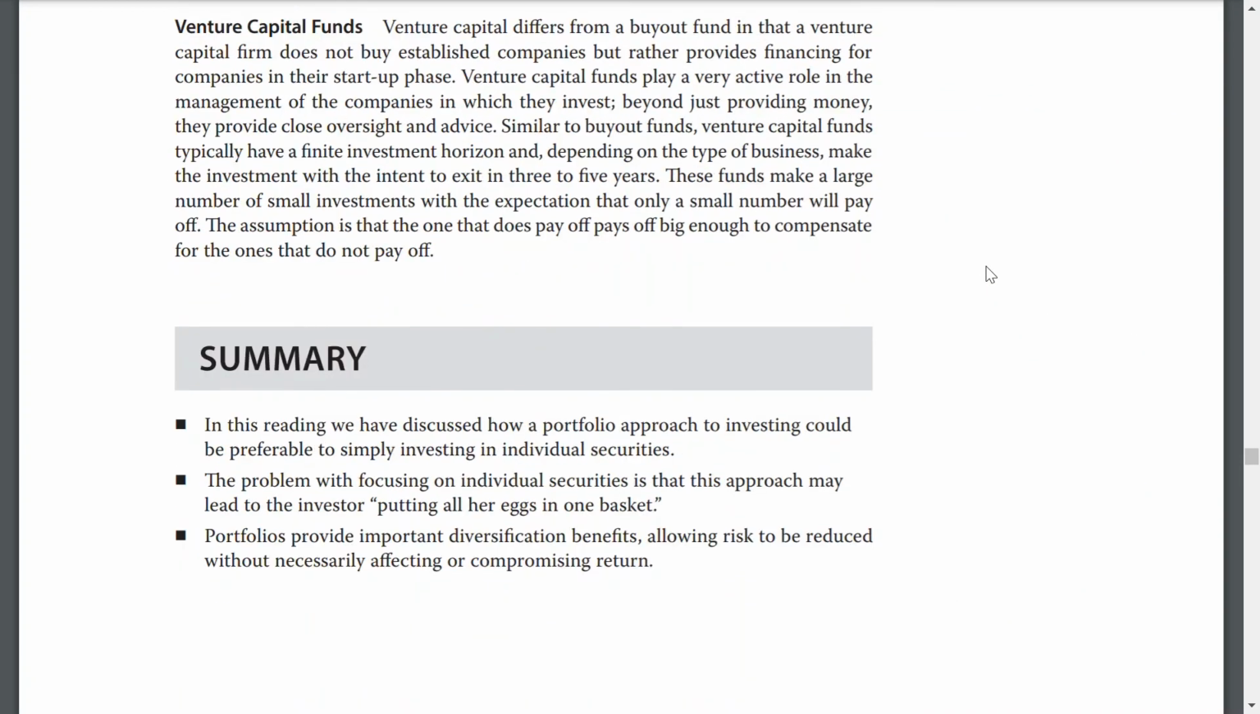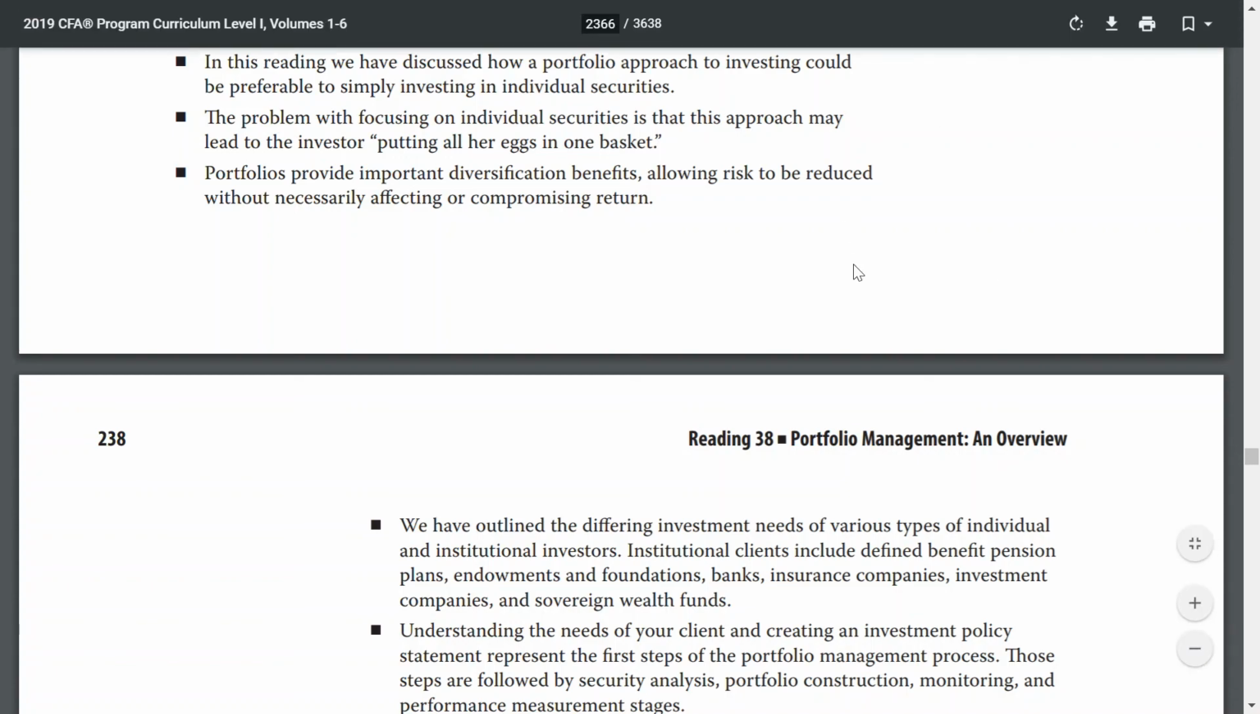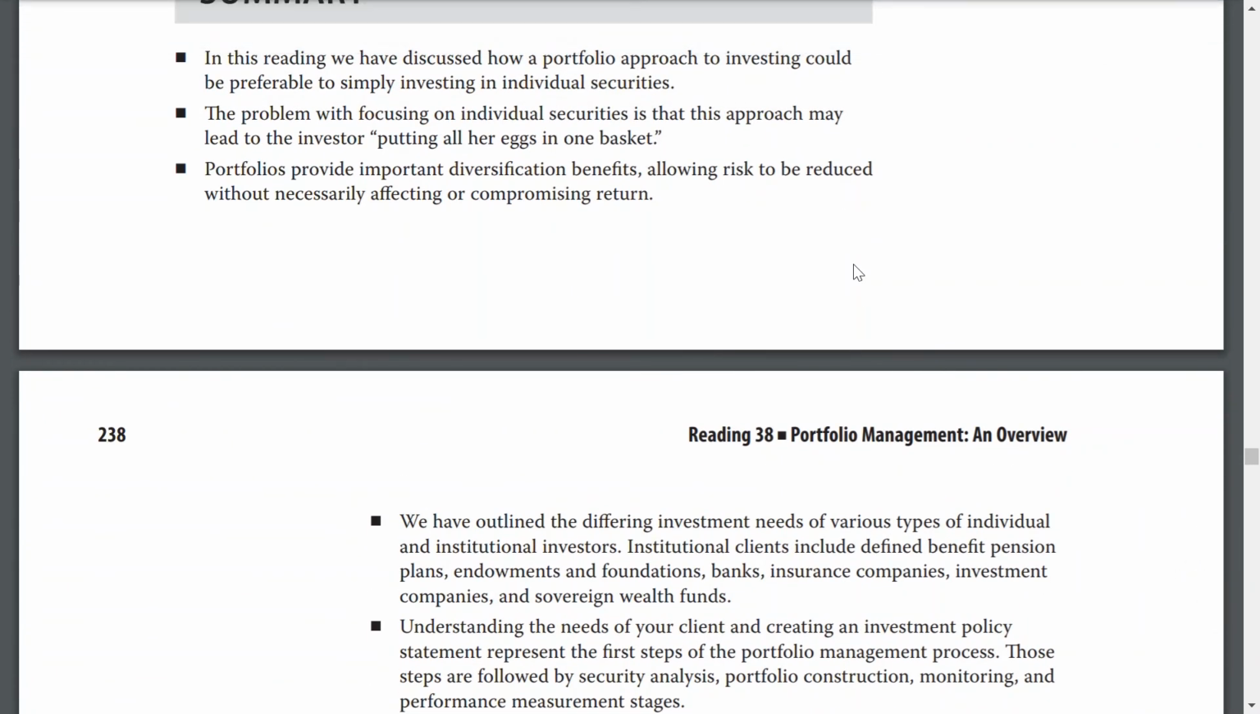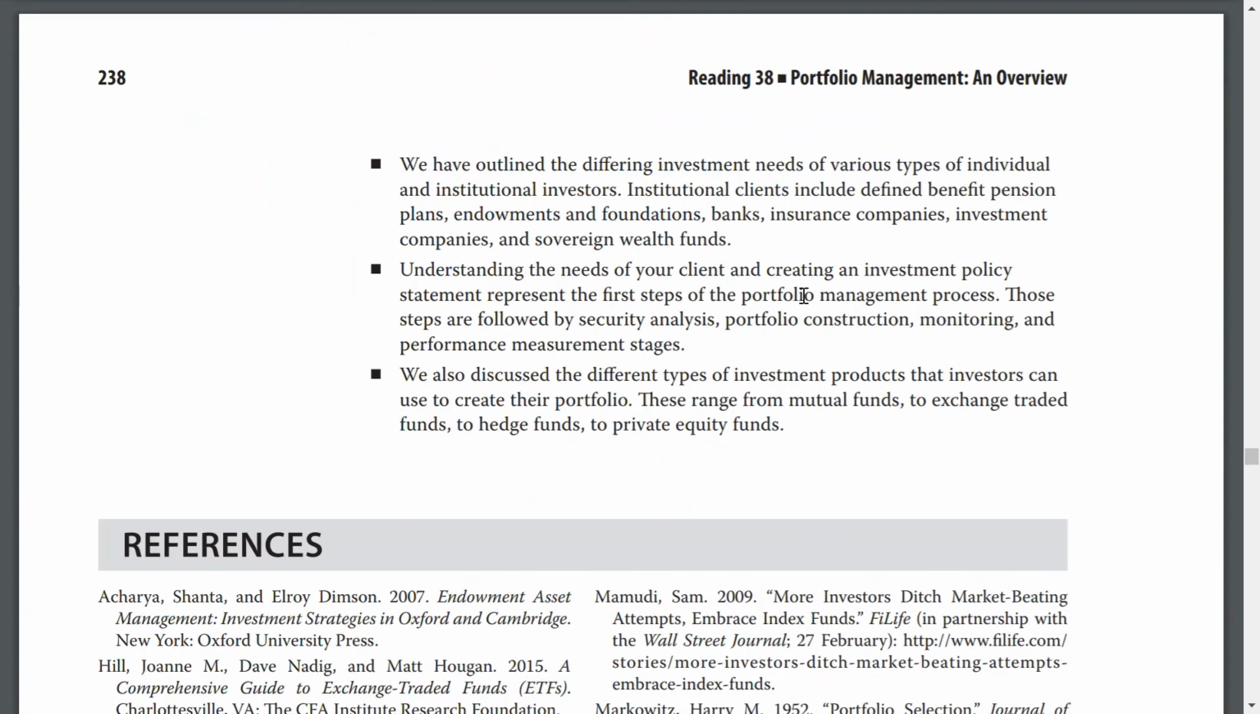Okay, summary. In this reading, we have discussed how a portfolio approach to investing could be preferable to simply investing in individual securities. The problem with focusing on individual securities is that the approach may lead investors to put all their eggs in one basket. So to say, portfolios provide important diversification benefits, allowing risks to be reduced without necessarily compromising returns. We have outlined the different investment needs of various types of individual and institutional investors.